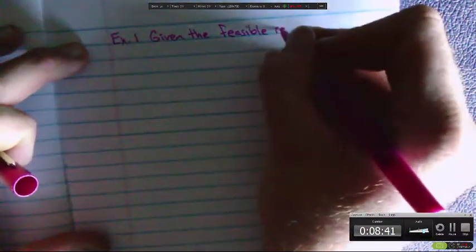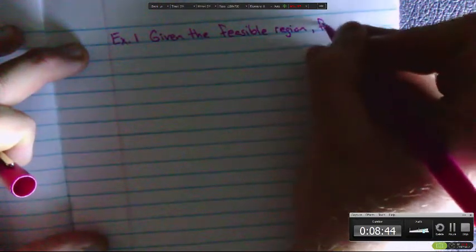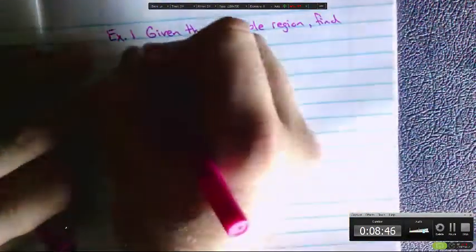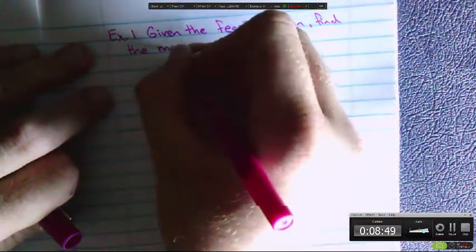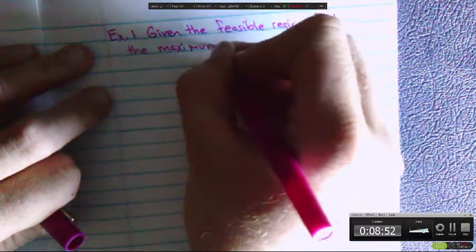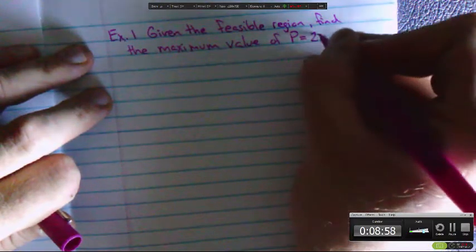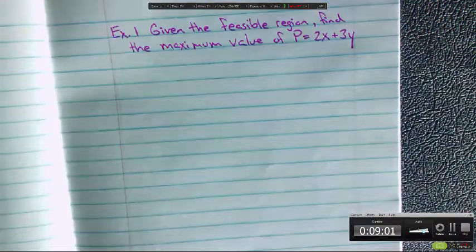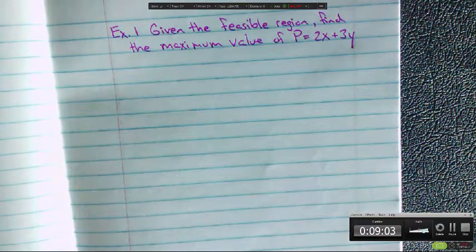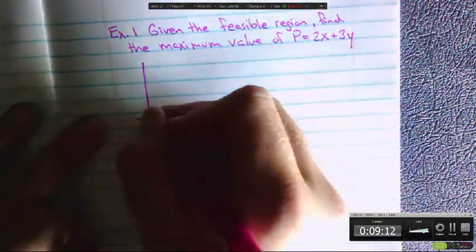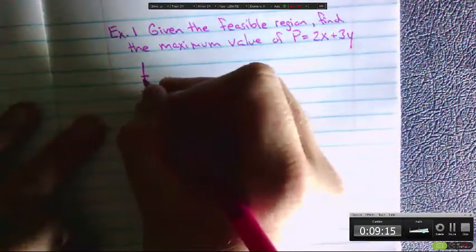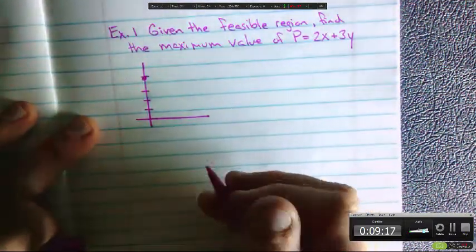Given the feasible region, find the maximum value of P equals 2x plus 3y. And let's say you're given this picture. I'm making this picture up. This is not something you should be, where did this picture come from? I'm making this picture up.